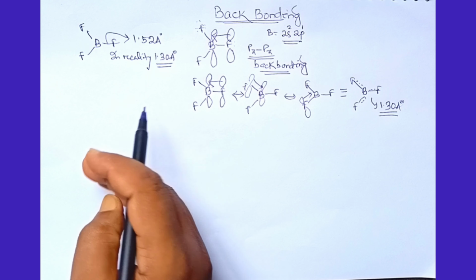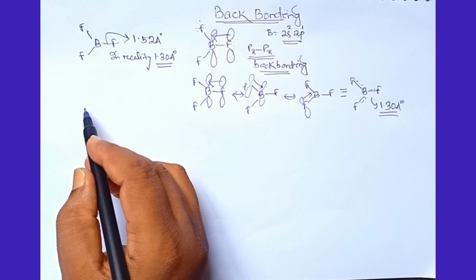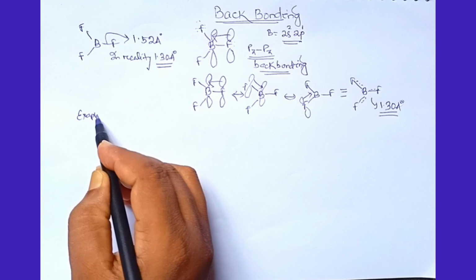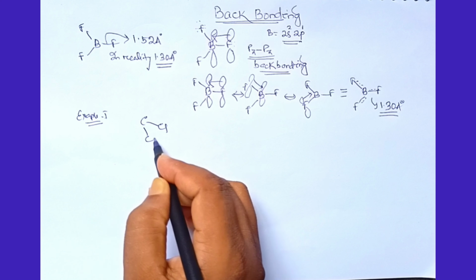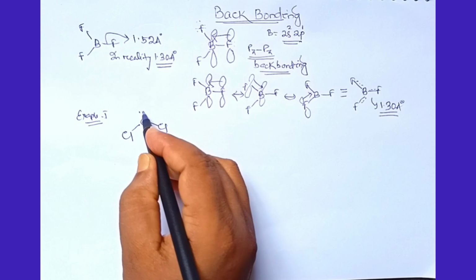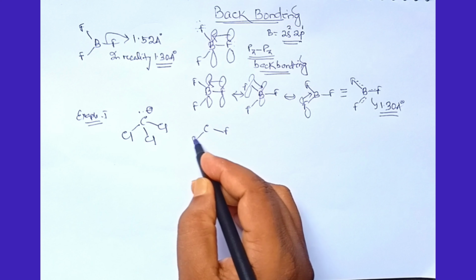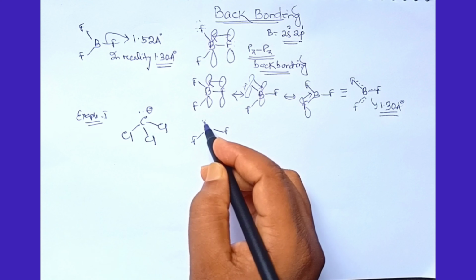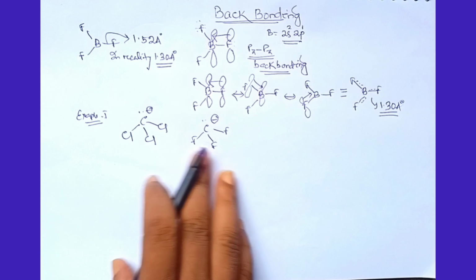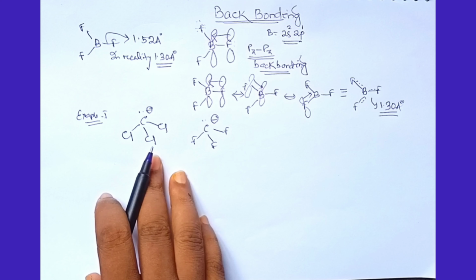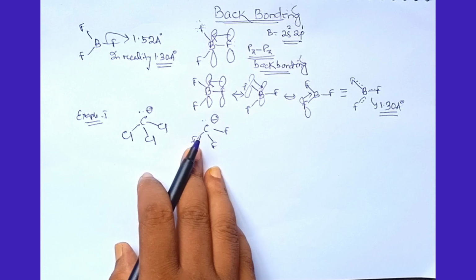Okay, now we will consider some pairs of molecules or ions in which in one case back bonding is available, in the other case there is no back bonding. So let's take the example. In example number 1, this is the CCl3 minus ion and the other is the CF3 minus ion. Among the two given examples, in which case back bonding takes place, we will see.